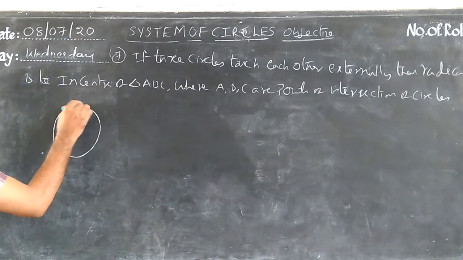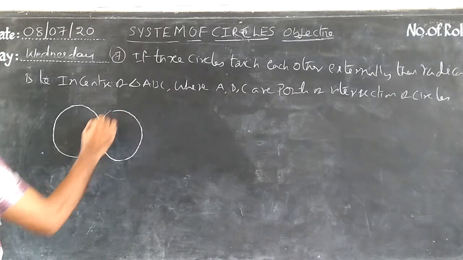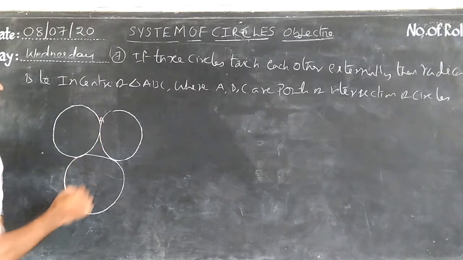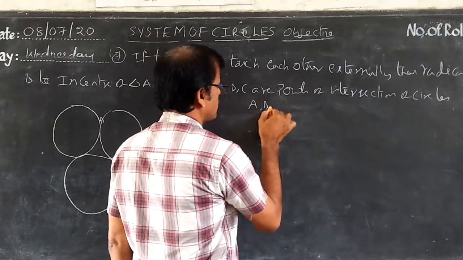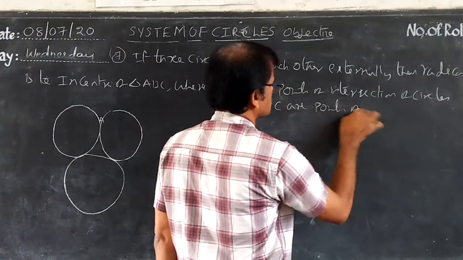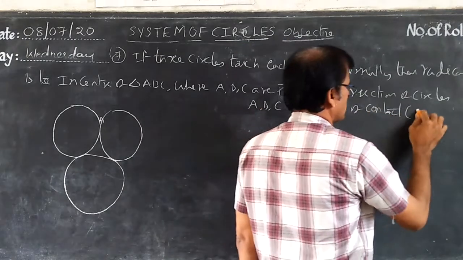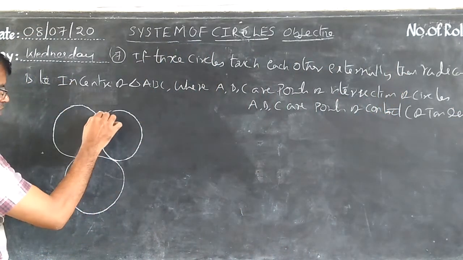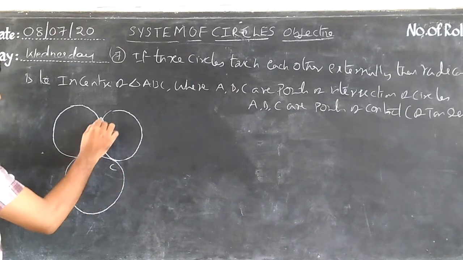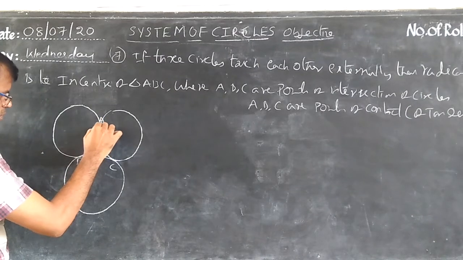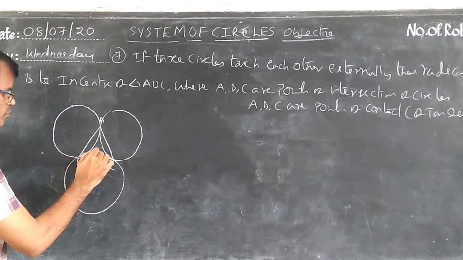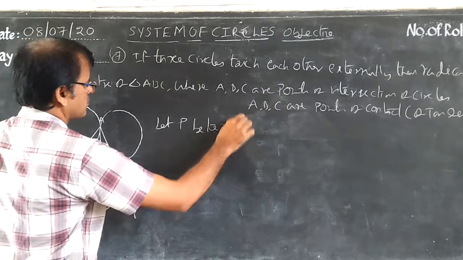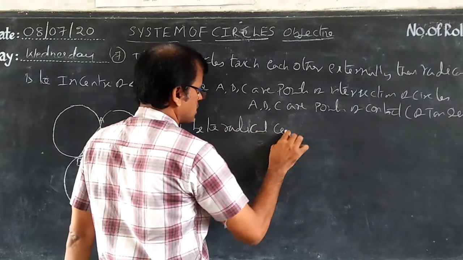Draw like this. Put here A. Here, points of intersection of circles means A, B, C are points of contact, which you can also write as points of tangents, because whenever two or three circles touch each other, at the point of contact you can draw a tangent like this. Now let P be the radical center.